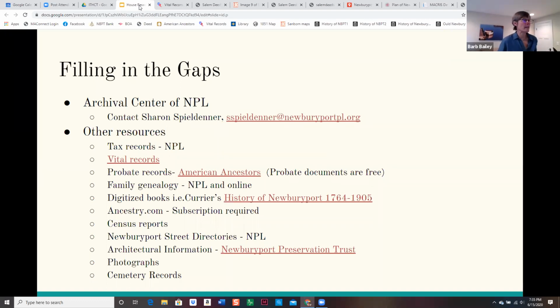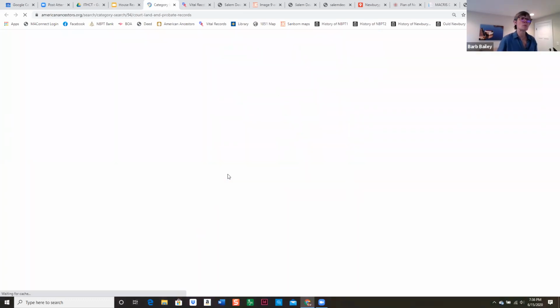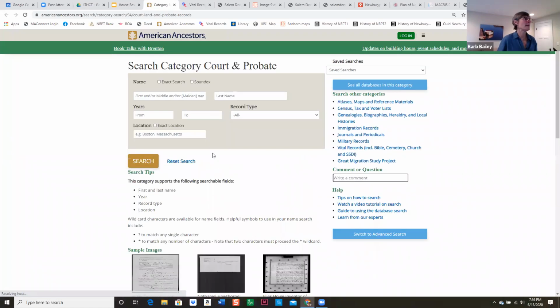Probate records can be really valuable as well. This American Ancestors website is helpful. It is a subscription-based website, but the probate documents are free, so you can access those at home. They also don't go past 1900. If you're looking for the probate records of somebody who died after 1900, you actually have to go to Salem Deeds and look at those. But the earlier ones, which is great, are right here. So you can look them up.